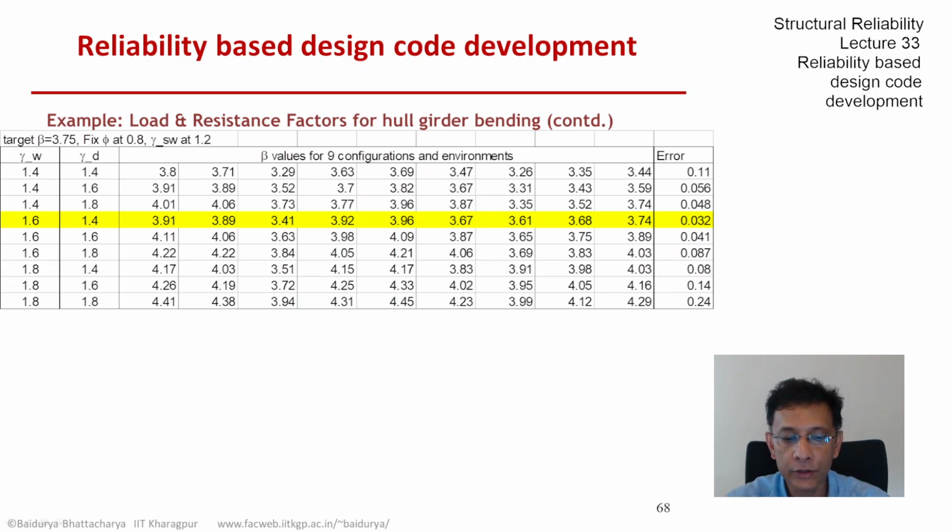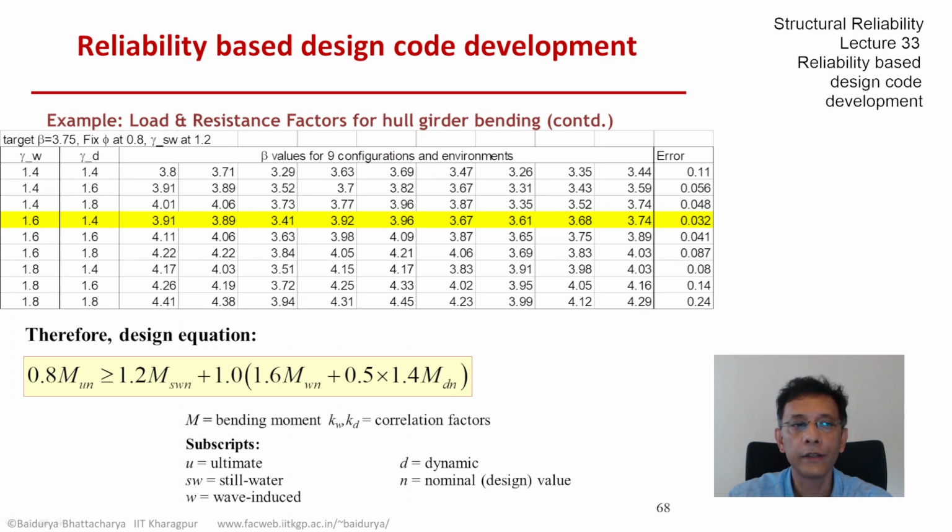So if we are happy with this, if our optimization problem, the objective function and the constraints, are what we like, we have no problem with that, then this would be the solution that we should report and use in design. So putting all of that together, we have already fixed, as I said, phi at 0.8 and gamma SW at 1.2. Obviously we don't need to do that in an actual exercise. We would let them vary within the constraints, but this is what the equation looks like.